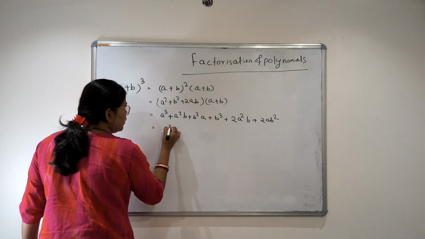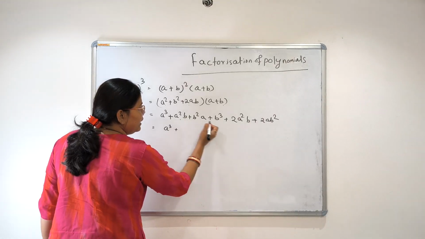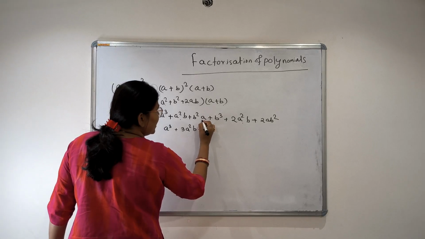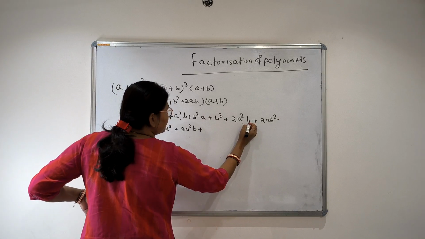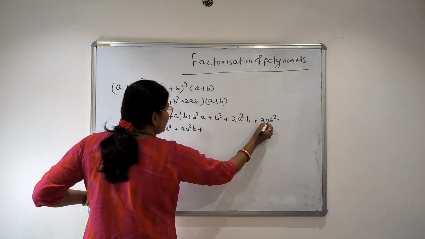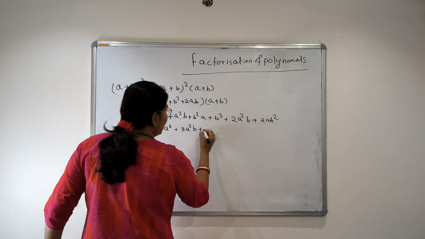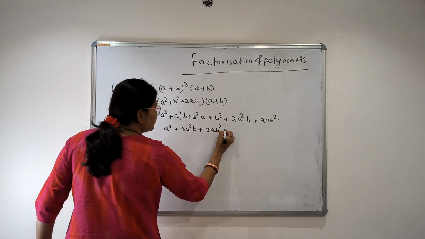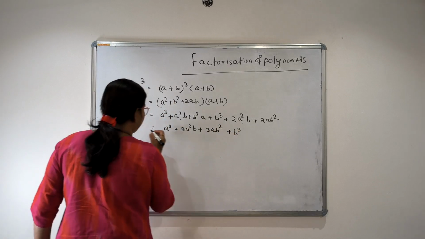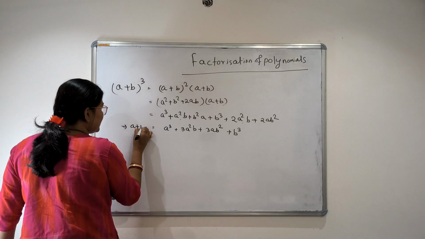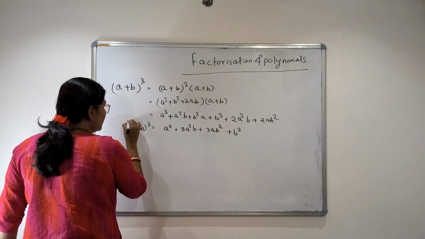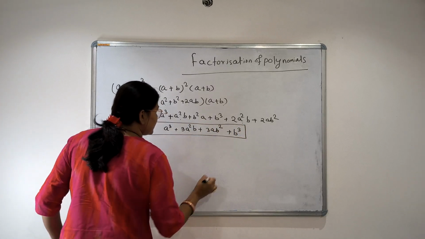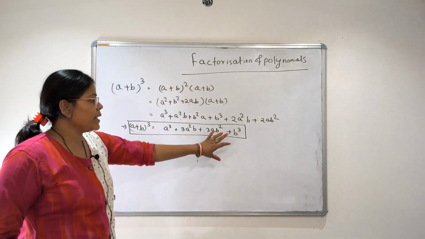So now a cube plus a square b plus 2a square b, that is 3a square b, plus b square a plus 2ab square, or 2b square a, that is 3ab square, plus b cube. This implies a plus b whole cube, the formula is a cube plus 3a square b plus 3ab square plus b cube.